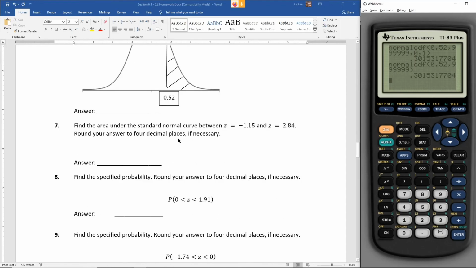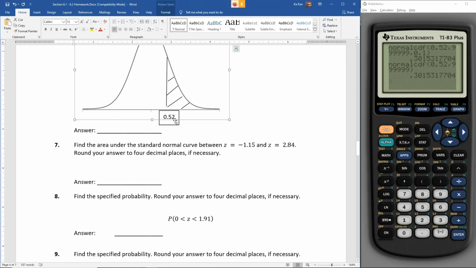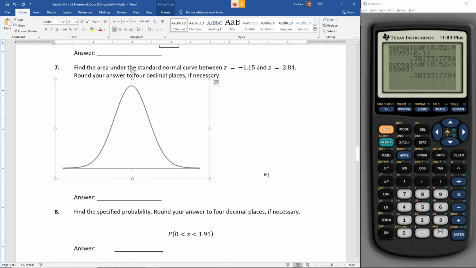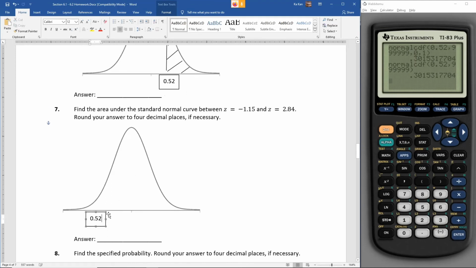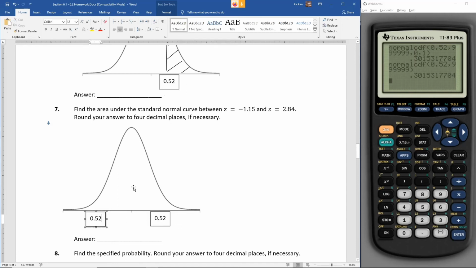Now, looking at number 7, it's the same thing, except they give you a curve like this. So let me just copy that. This time, we got two things going. Right here on the left is negative 1.15. Let me make it a little bit bigger. On the right, it's going to be 2.84.